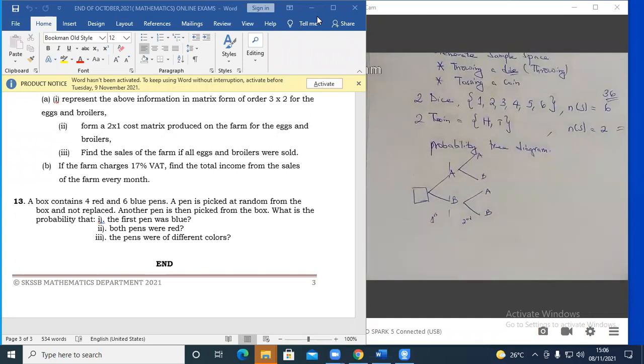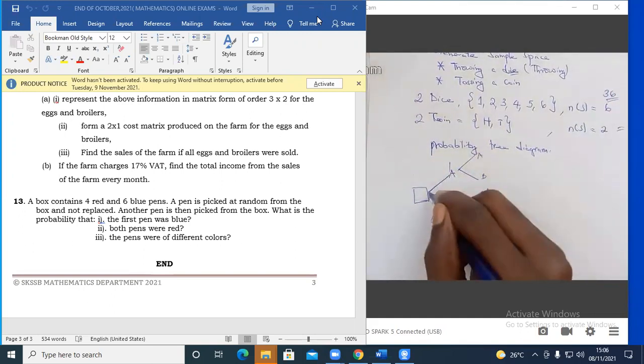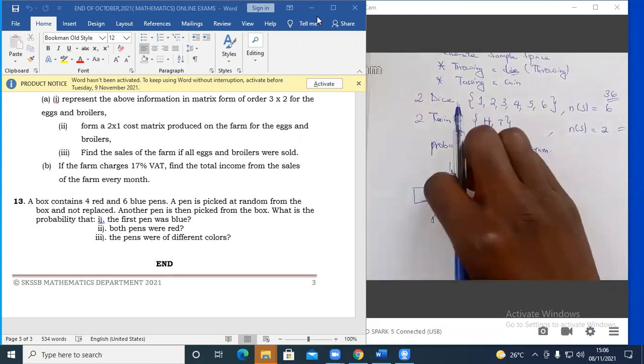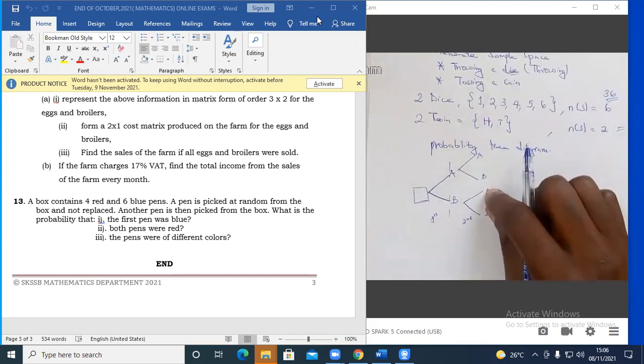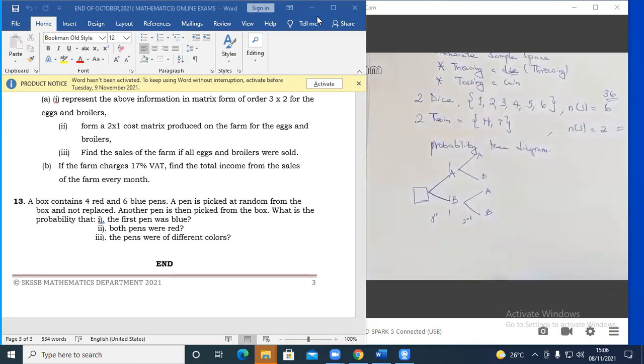And we also said whenever you are doing a probability tree diagram, each branch, like this is the first branch, when you add the probabilities of it, must give you 1. And when you combine all of them, must also give you 1. Are we together? That was just a quick reminder.